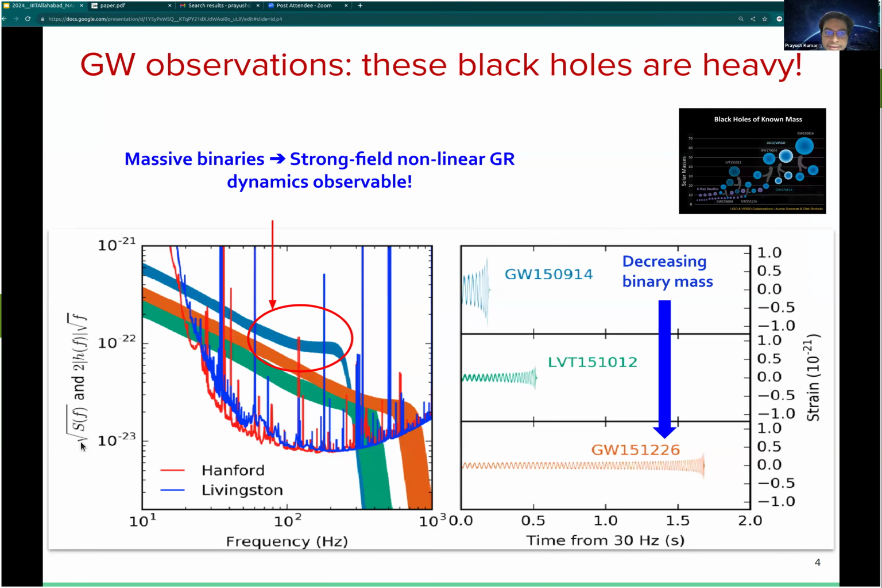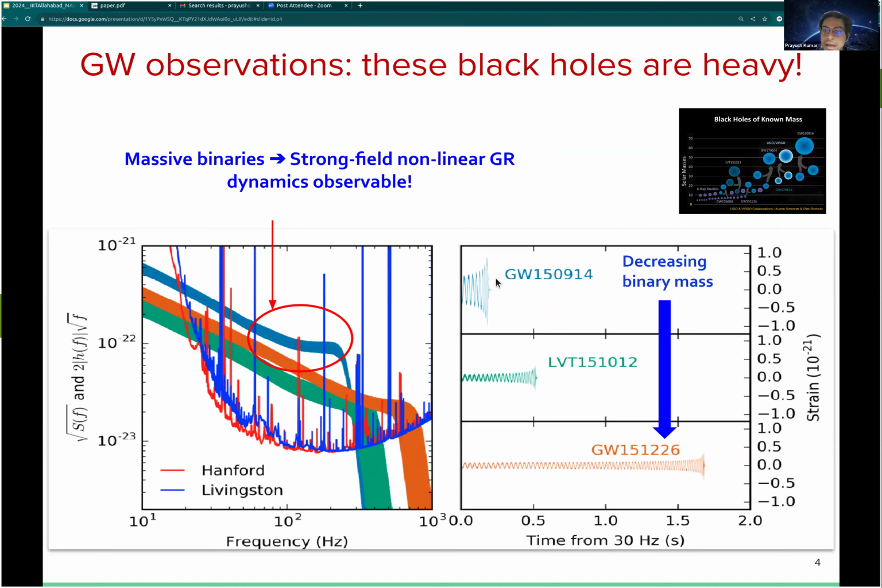Now, this fact is again illustrated here. I've picked three specific binary black hole merger events: GW150914, that was the very first event, then GW151012 and GW151226. And they are sorted in order of decreasing total mass of the system.